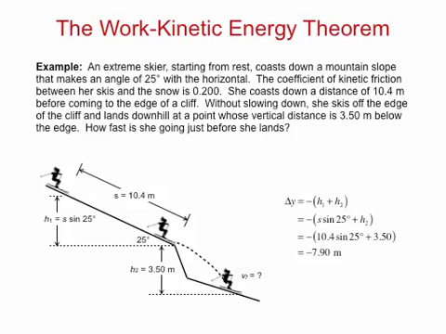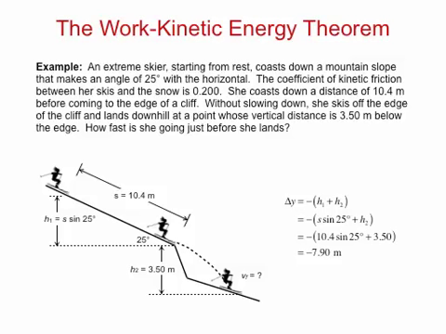Since the skier skis 10.4 meters down a 25-degree slope, the vertical distance traveled is just given by trigonometry as h sub 1 equals 10.4 meters times the sine of 25 degrees, which equals 4.40 meters. Therefore, delta y is equal to minus the quantity 4.40 plus 3.50, which equals minus 7.90 meters.